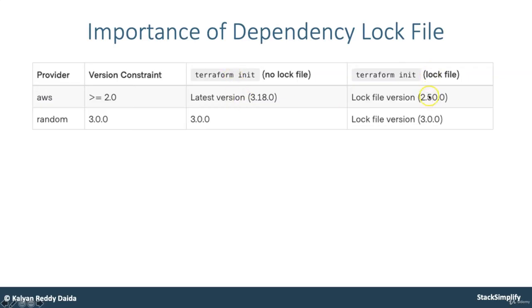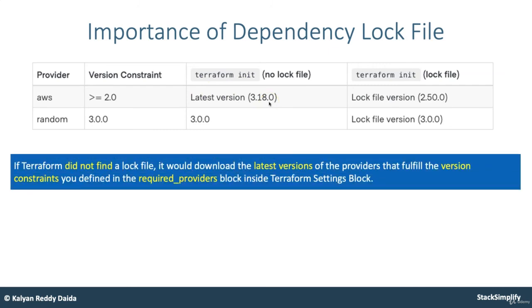This means when you have the lock file with a greater than or equal to 2.0 version constraint, it is going to download the AWS provider of version 2.50.0. If there is no lock file, it will automatically take the latest version available as of today, maybe 3.27.0. These differences we are going to observe now in a detailed demo.